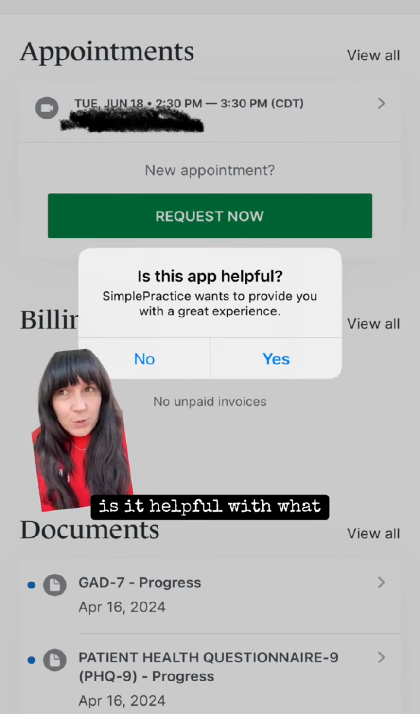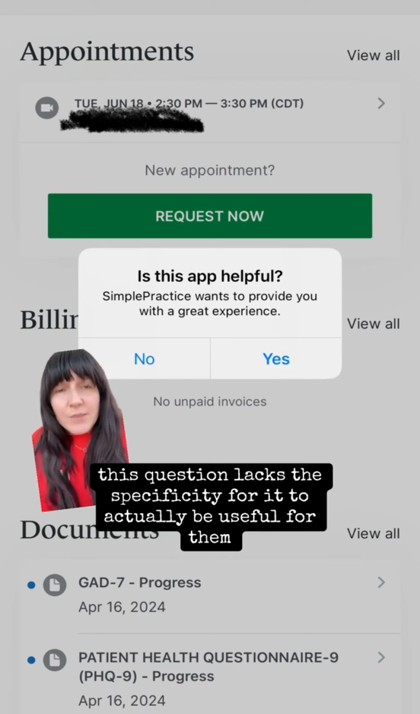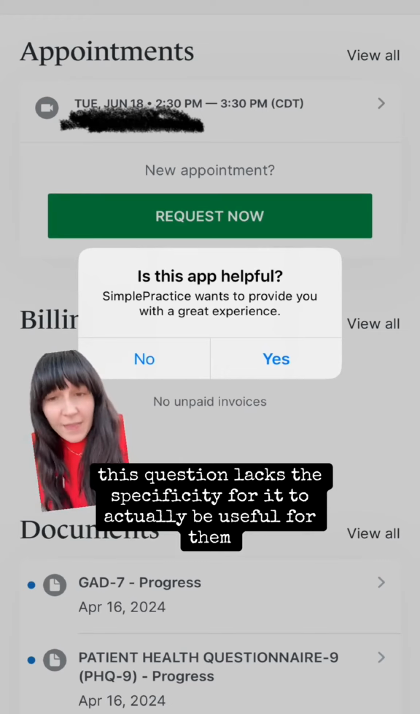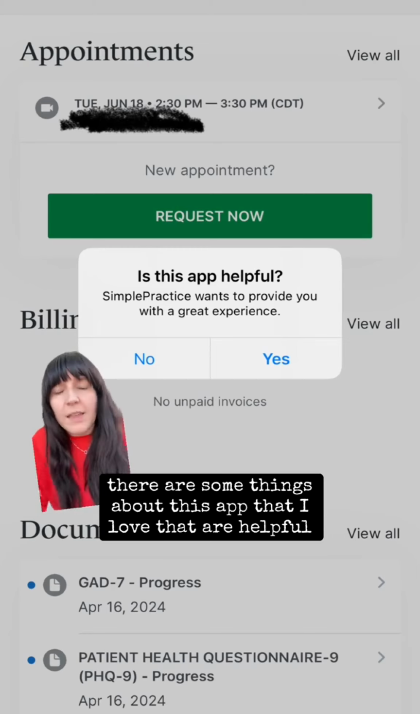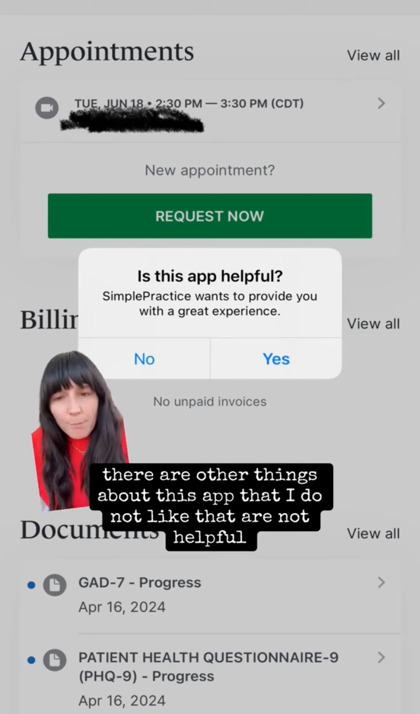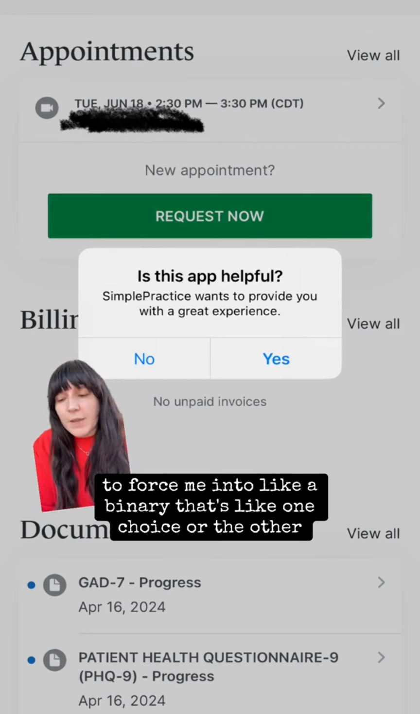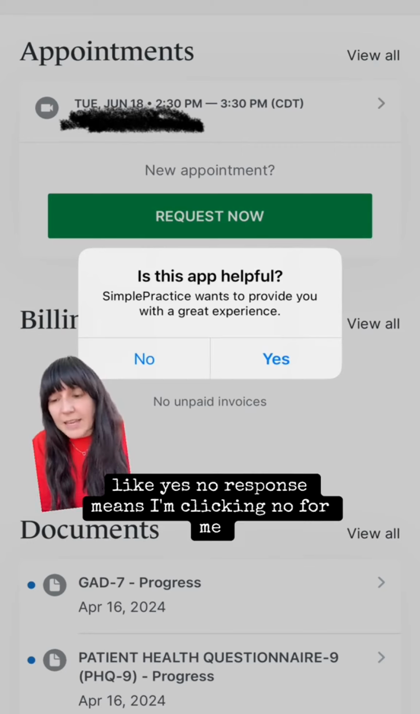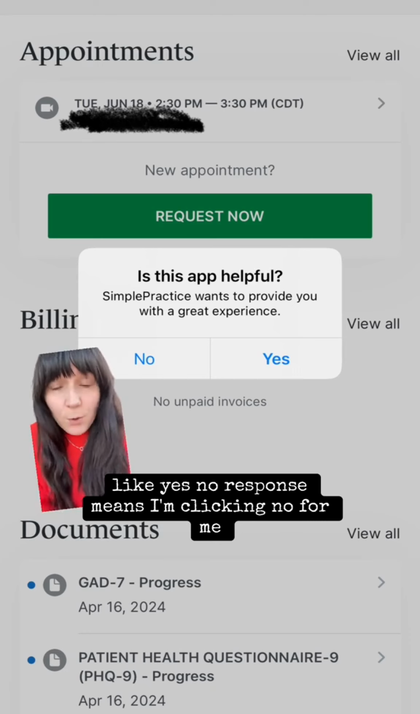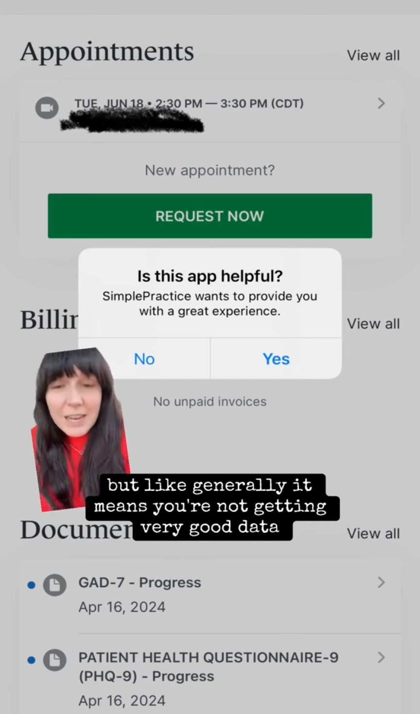Is it helpful with what? This question lacks the specificity for it to actually be useful for them. There are some things about this app that I love, that are helpful. There are other things about this app that I do not like, that are not helpful. To force me into a binary, one choice or the other, yes or no, means I'm clicking no for me. But generally, it means you're not getting very good data.